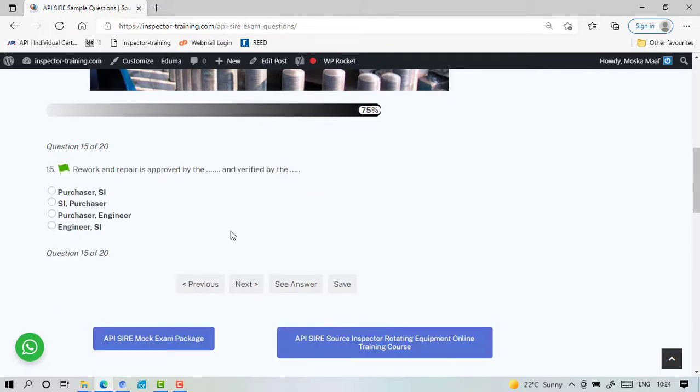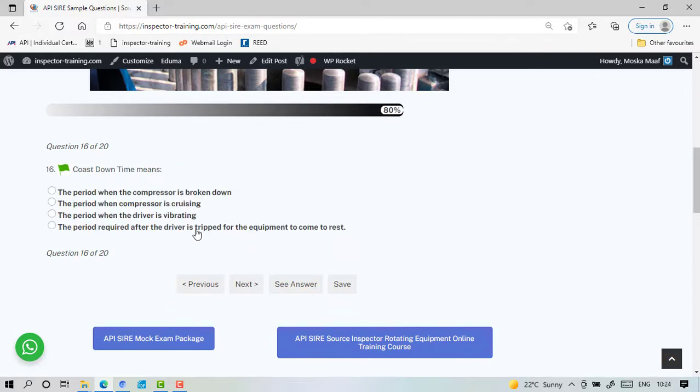Rework and repair is approved by the purchaser. It's always approved by the purchaser and then verified by the source inspector. Coast-down time means the period required after the driver is tripped for the equipment to come to rest.